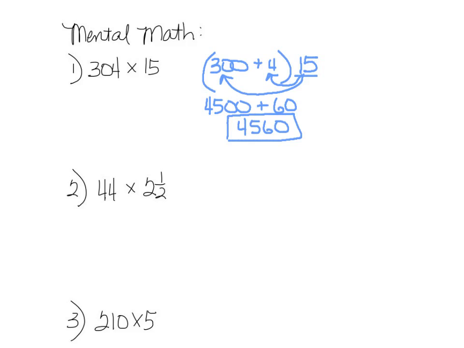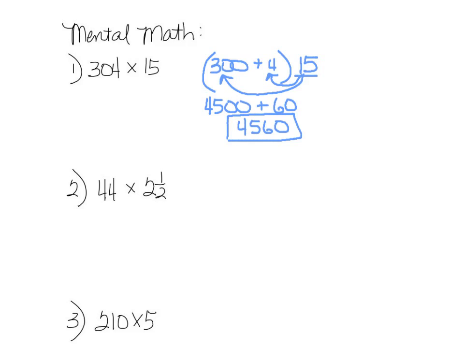So we will be using these exercises just to show what we do in our heads when we're multiplying numbers that we don't know how to multiply easily. Okay, we can break a number into two numbers that are easy to multiply, and then we can add them at the end. All right, let's look at number 2.